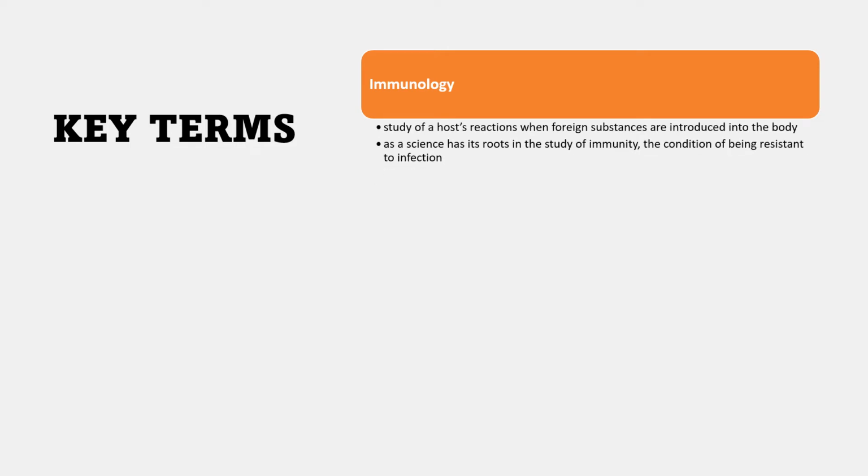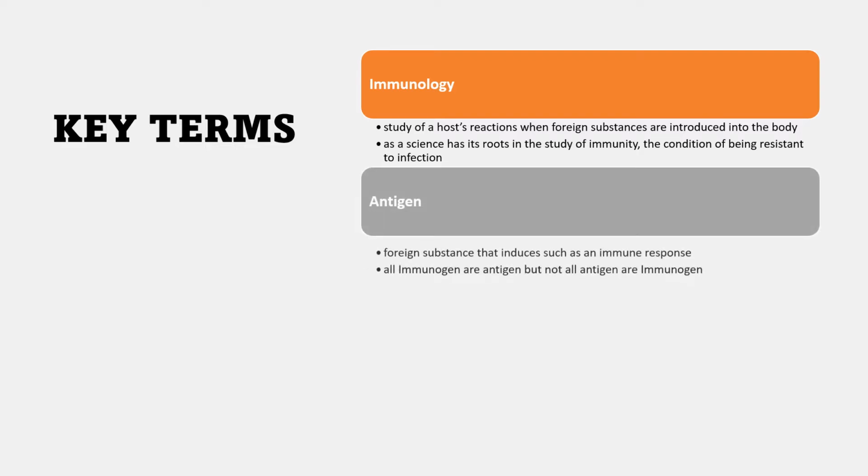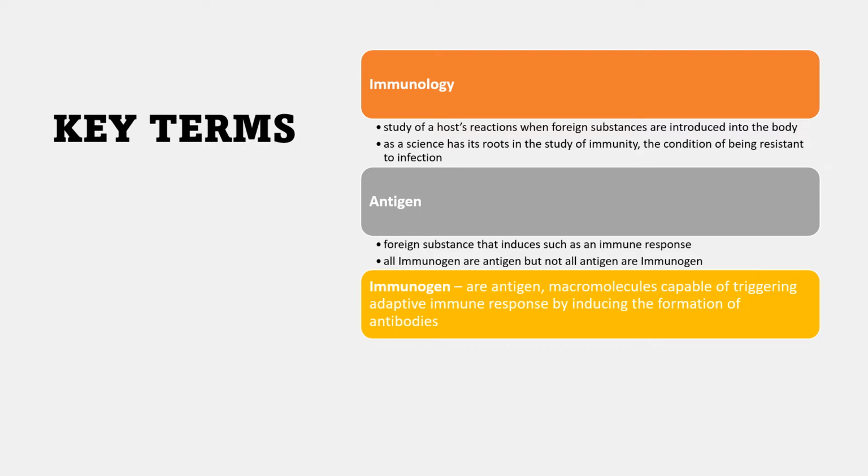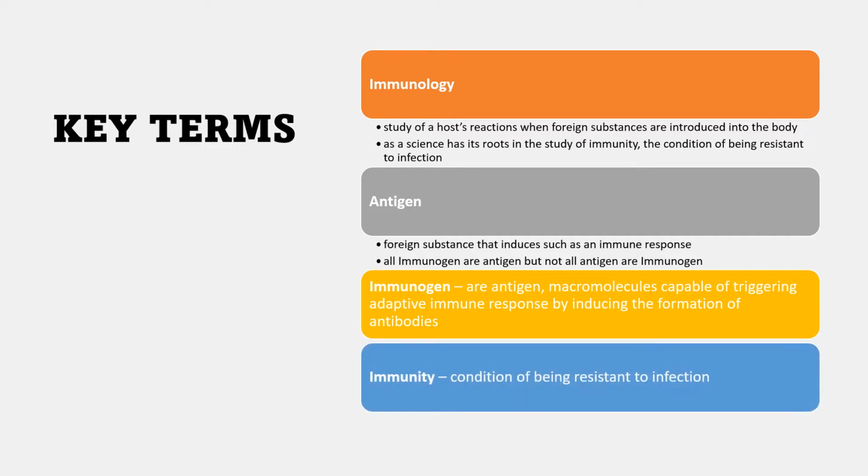Immunology: the study of a host's reaction when foreign substances are introduced into the body. As a science, it has its root in the study of immunity, the condition of being resistant to infection. Antigen: a foreign substance that induces an immune response. All immunogens are antigens, but not all antigens are immunogens. Immunogens are antigens, macromolecules capable of triggering an adaptive immune response by inducing the formation of antibodies. Immunity: the condition of being resistant to infection.